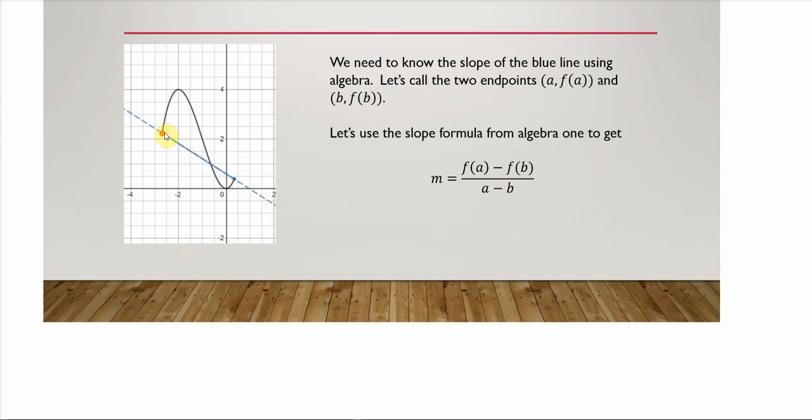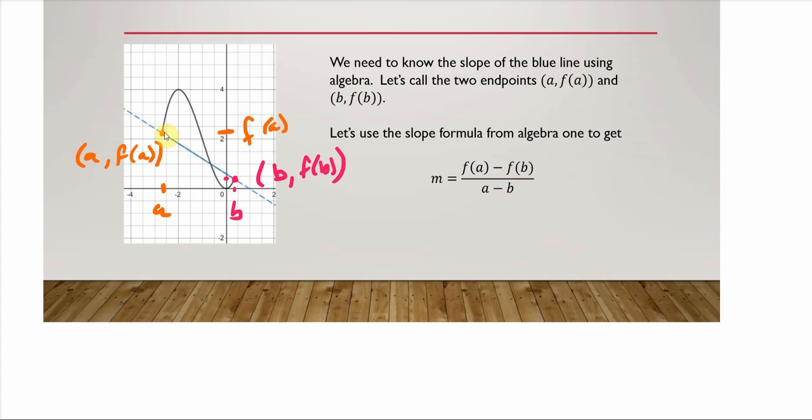Does it really matter if I call it A or f of A? Okay. I'm going to call this one A, f of A. I don't know where it is. I don't know where that dot is. So this here is going to be A, and this is going to be f of A. And this dot over here, I'm going to call it B, f of B. I don't know where it is. So this point here is going to be B, and this y value is going to be f of B.